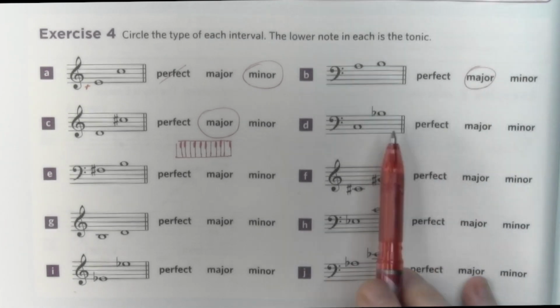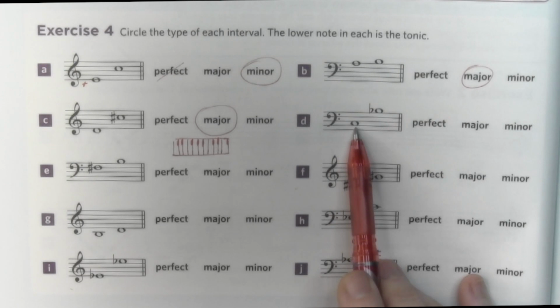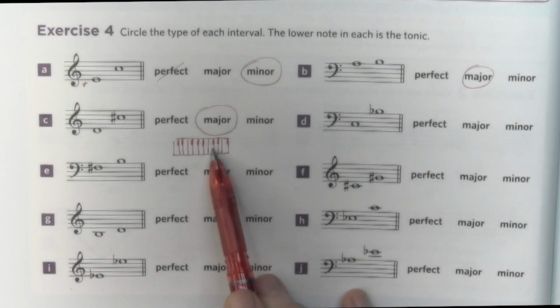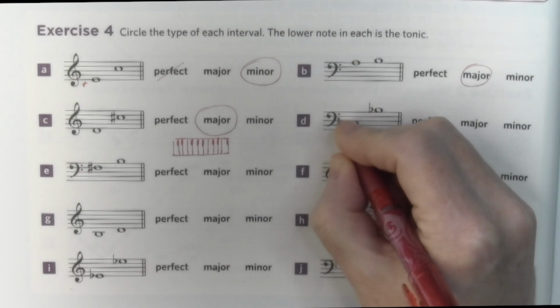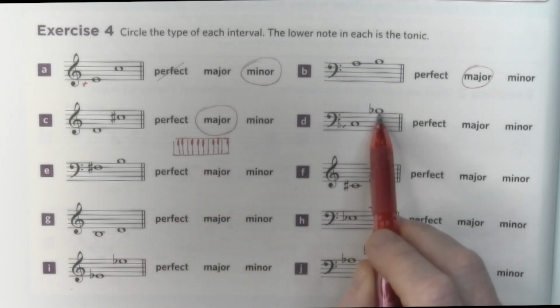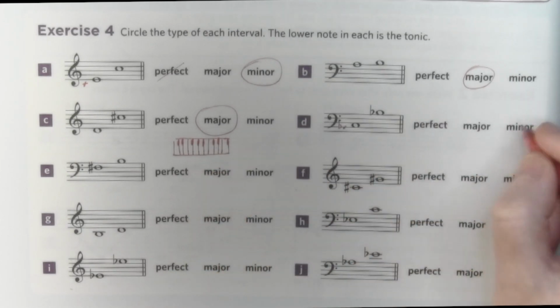Bass clef again, do, B flat. So let's flip them over. B flat, C is a major second, which means that now the 7th is minor.